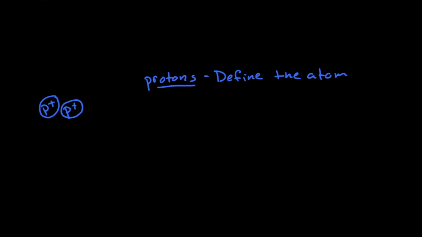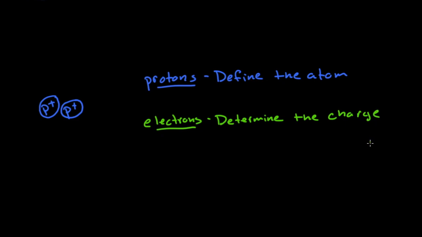The other subatomic particle is electrons. I'll write down electrons over here. Electrons determine the charge of my atom. Electrons have a negative charge, a -1 charge, and protons have a +1 charge. So let's say we want this atom to be neutral, with no overall charge. If I have 2 protons in here, I'm going to need 2 electrons to cancel out these two protons.